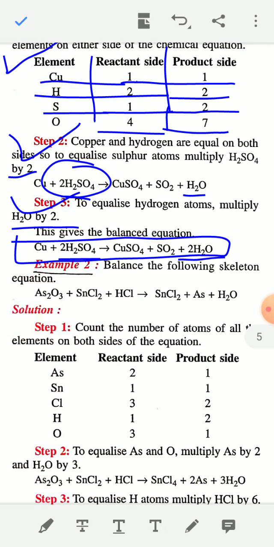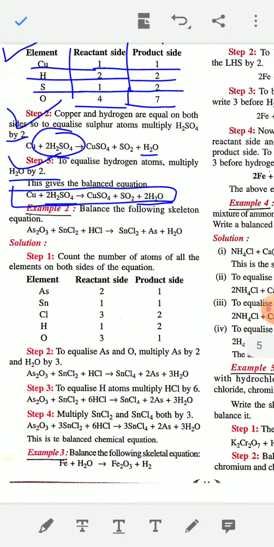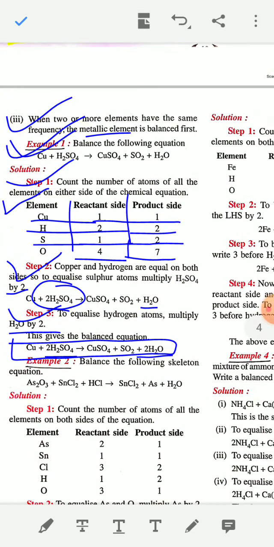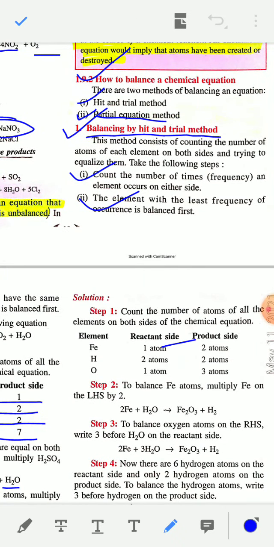One more example is given. Such type of balancing you have to practice. Many examples are given here, you can see and you can practice from here. This is a simple method, but you have to give many trials. You cannot do balancing of a chemical equation without giving many trials. It is a very simple method, but you have to give many trials by putting different values in front of each reactant and product. And you have to follow these basic steps: step 1, step 2 and step 3.